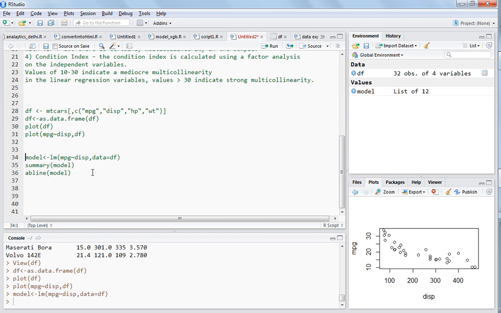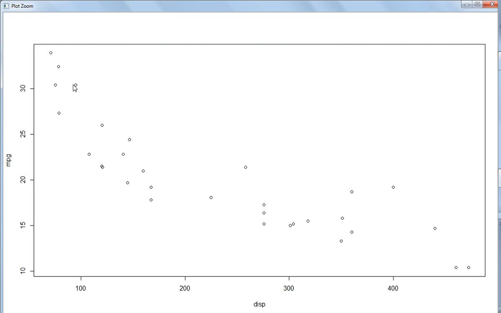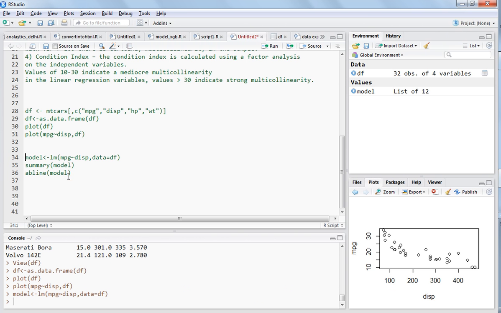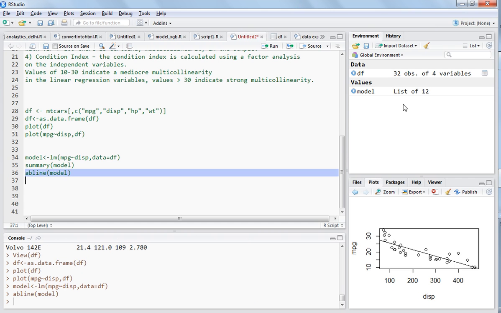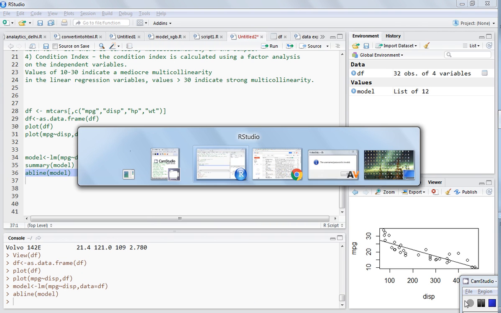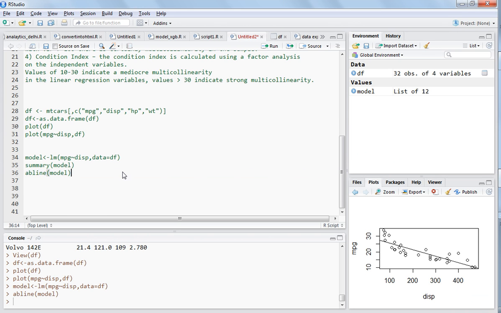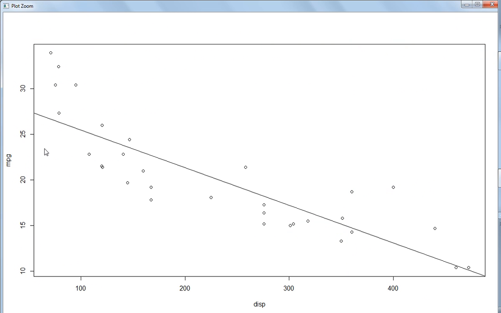What we have seen here is that MPG is falling down as the disp is increasing. And what we intend to do is fit some line which tries to predict the MPG on the basis of disp. So let's see how this model has been fit. If we write abline(model), you see that we have successfully fitted one model to this data, predicting MPG on the basis of disp. This is just a simple linear regression.